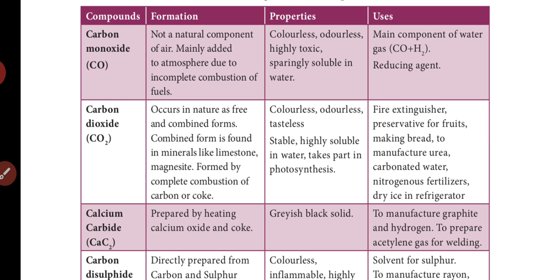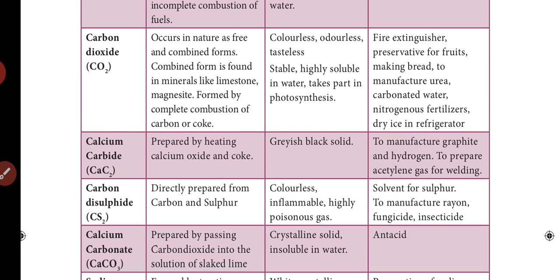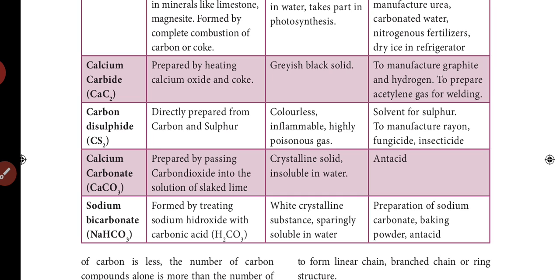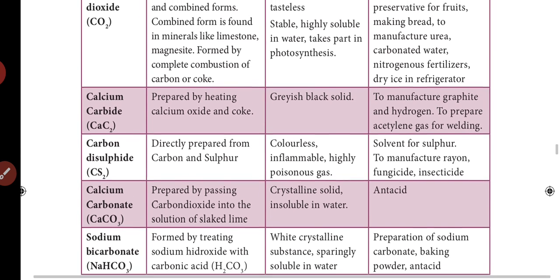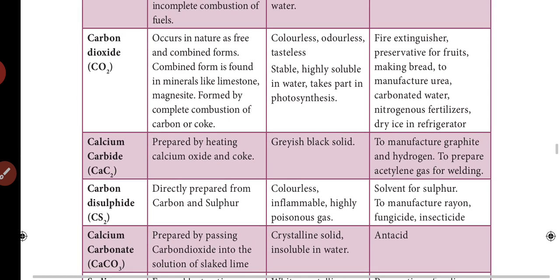So the compounds given here are carbon monoxide, carbon dioxide, calcium carbide, carbon disulfide, calcium carbonate, sodium bicarbonate. See the formula: sodium bicarbonate NaHCO3. And the uses of sodium bicarbonate are preparation of sodium carbonate, baking powder, antacid. And calcium carbonate is used as an antacid. Carbon disulfide is used as a solvent for sulfur to manufacture rayon, fungicide, insecticide. Calcium carbide is used to manufacture graphite and hydrogen to prepare acetylene gas for welding.